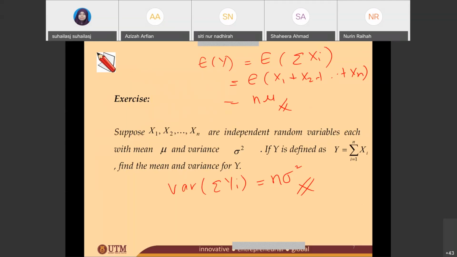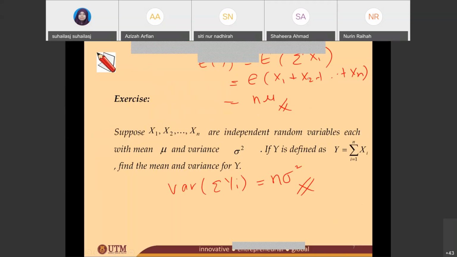Ada apa-apa soalan ke? Okay, laju sangat saya ajar ni. Saya nak tanya. Aha. Kalau macam tu untuk expected value dengan variance sentiasa N darab apa yang soalan bagi.